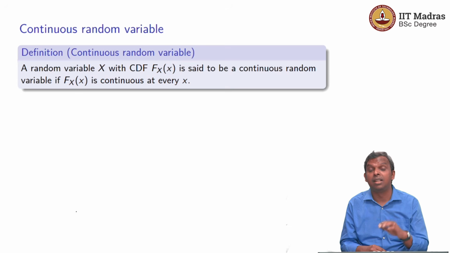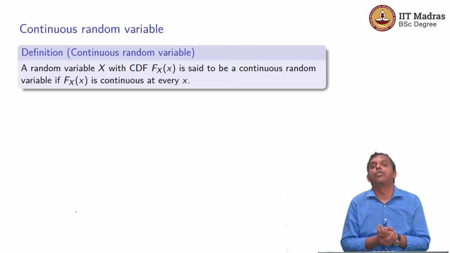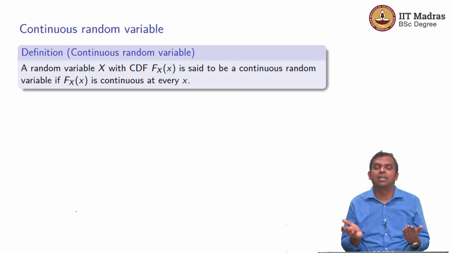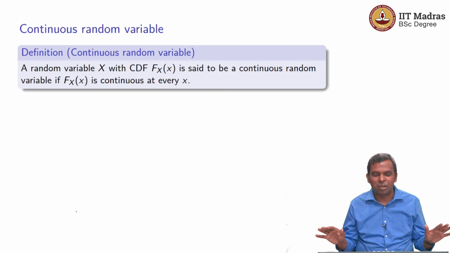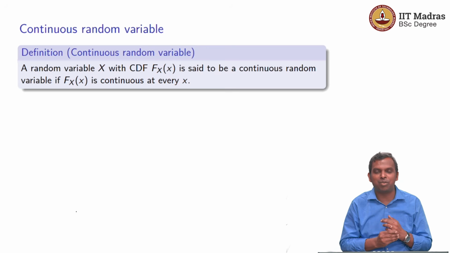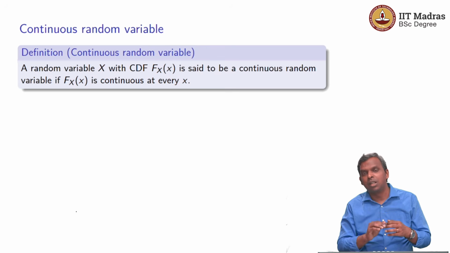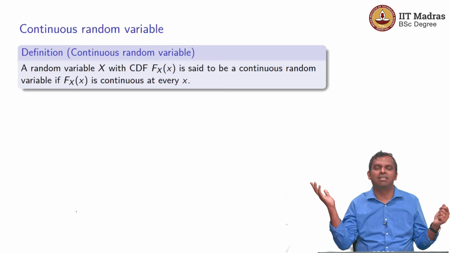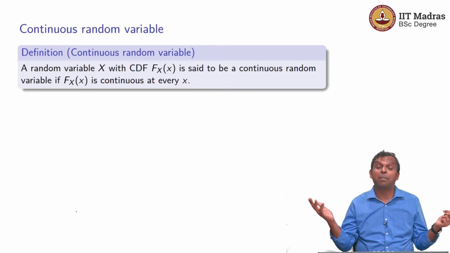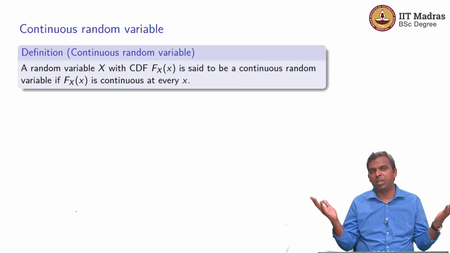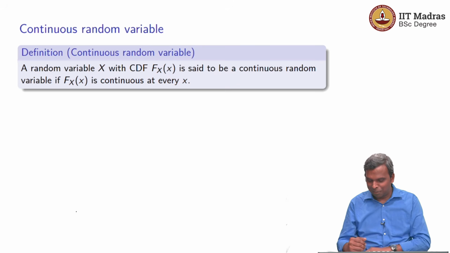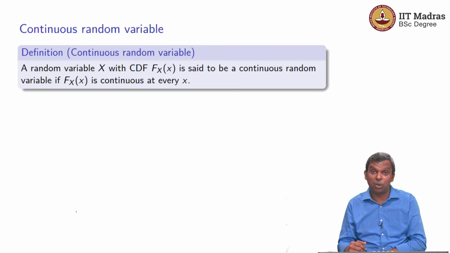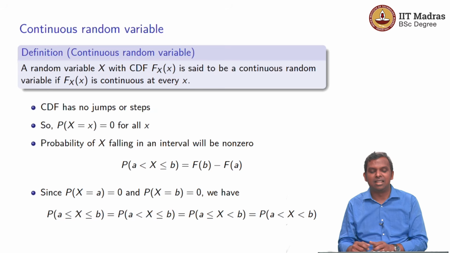A random variable with a CDF F_X of x is said to be continuous if the CDF function is continuous at every point. There are no jumps. Previously, in the example we saw, there was a jump and then there was no jump. Now, what if the entire CDF has no jumps? Then it becomes a pure continuous random variable. Okay, so that's the idea. It's a bit bizarre, but that's the nature of it. There are no jumps in the CDF.